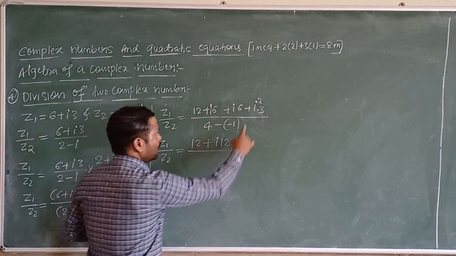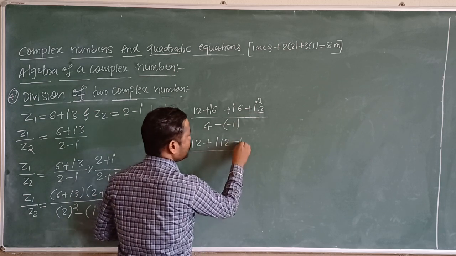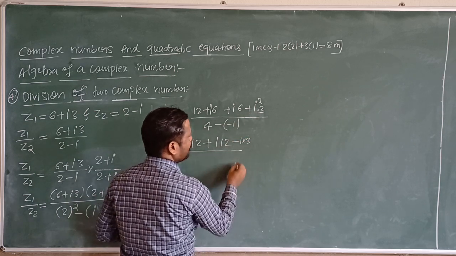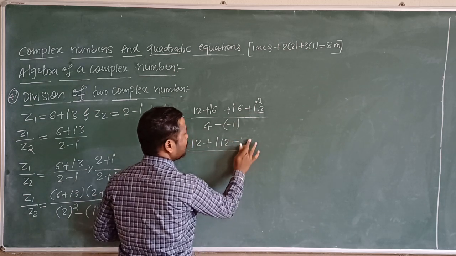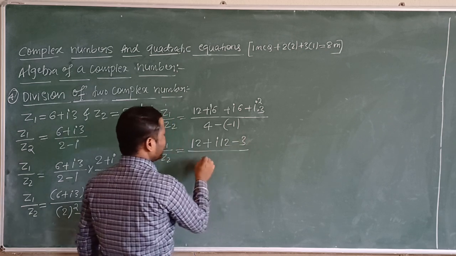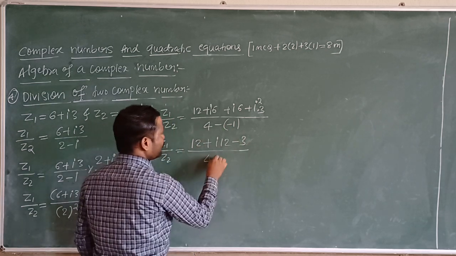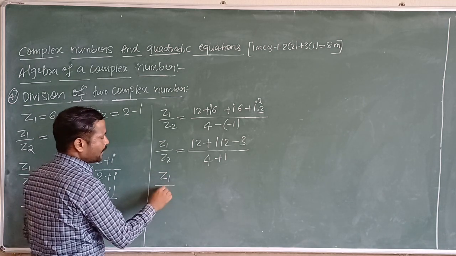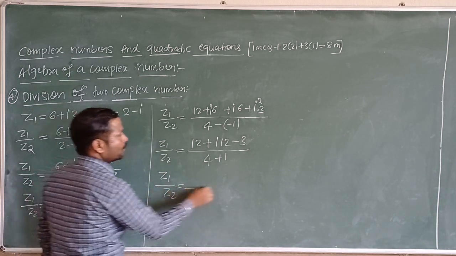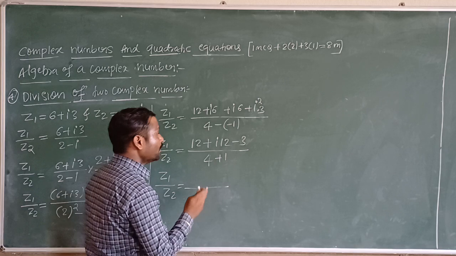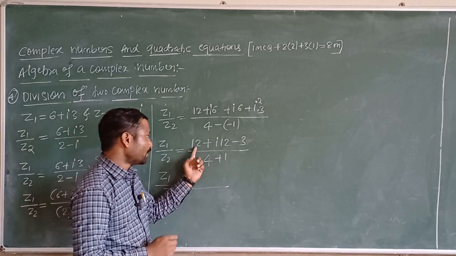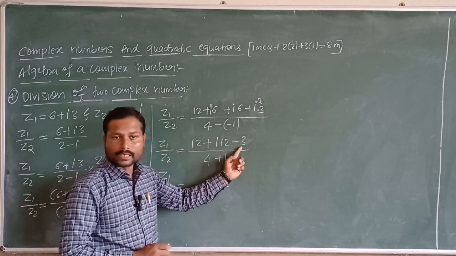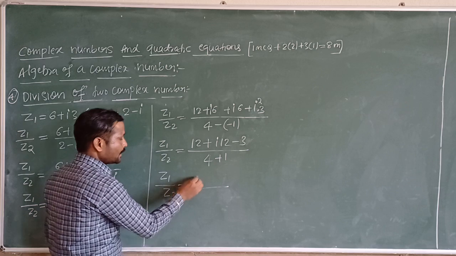I square value is minus 1, so 1 into 3 is 3 only. Next, the 4 as it is, minus into minus plus is 1 now. Z1 divided by Z2, check the real parts here. 12 is the real part, 3 is also a real part. 12 minus 3 is 9.